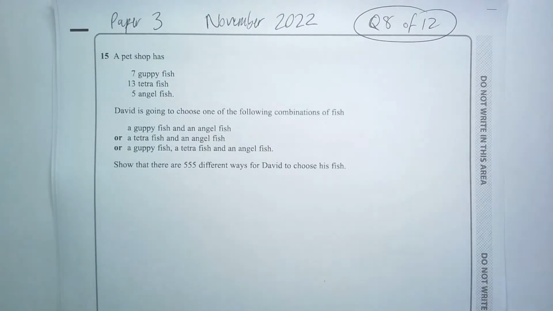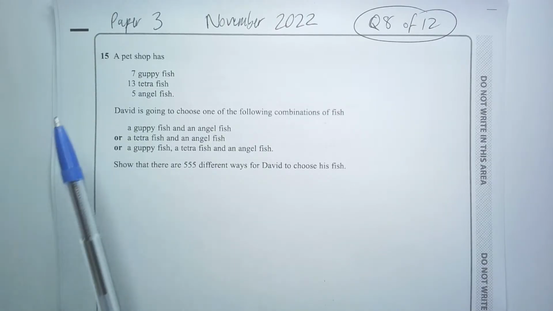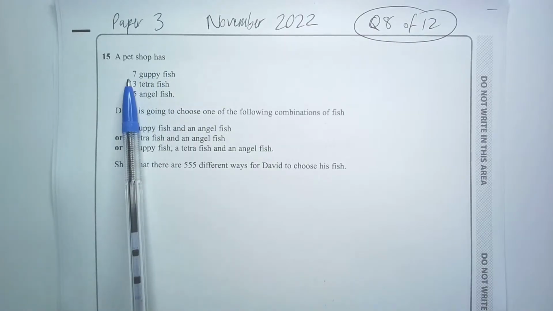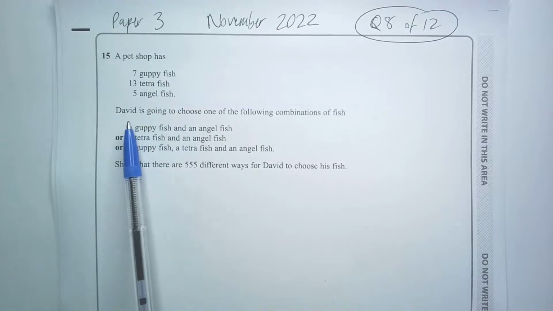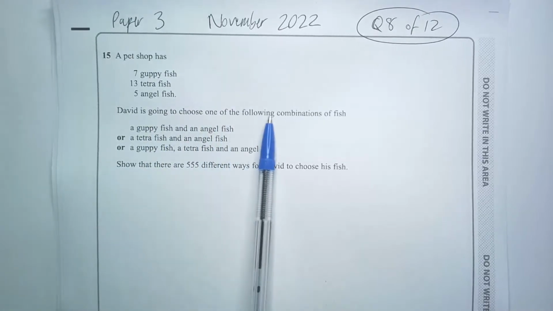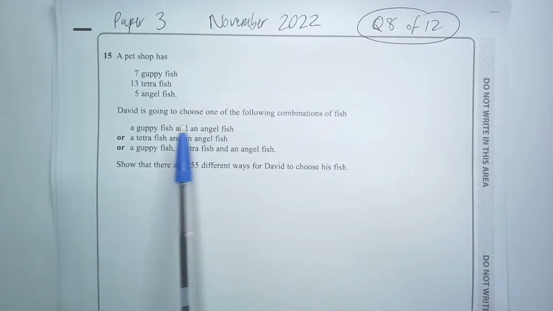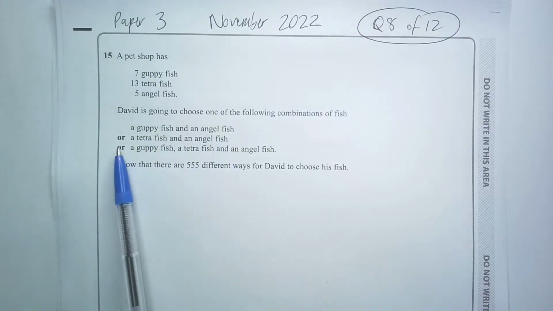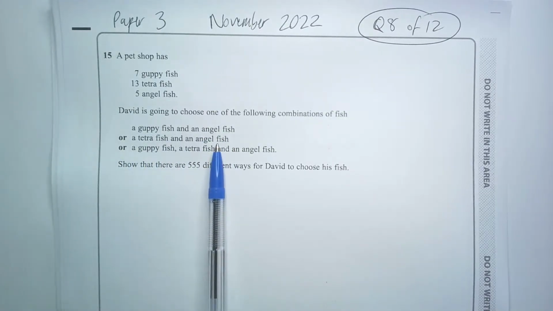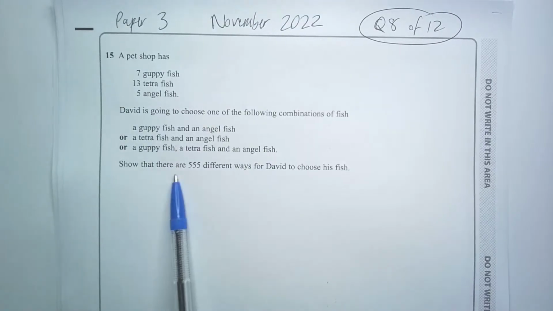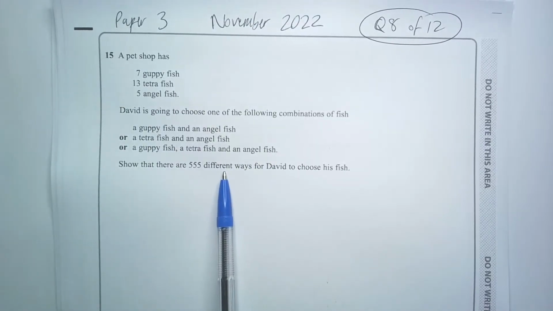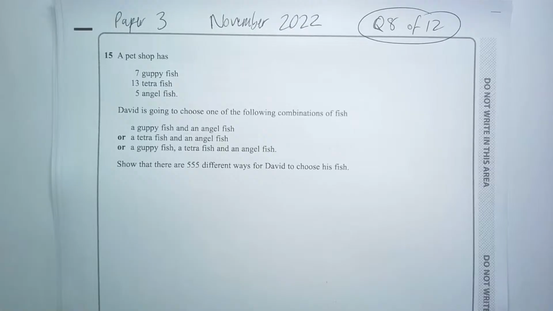When you're ready, press play for the answer. Okay, question 15. A pet shop has 7 guppy fish, 13 tetra fish, and 5 angelfish. David is going to choose one of the following combinations of fish: a guppy fish and an angelfish, or a tetra fish and an angelfish, or a guppy fish, a tetra fish, and an angelfish. Show that there are 555 different ways for David to choose his fish.